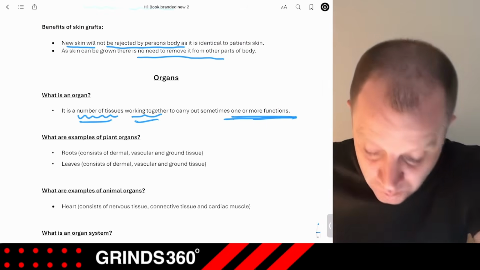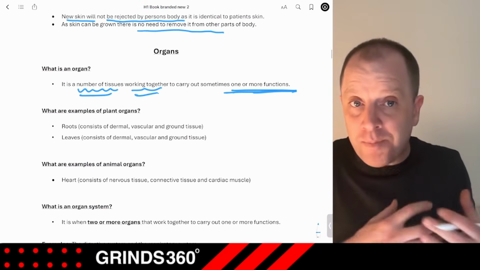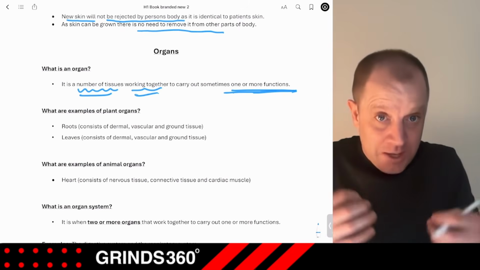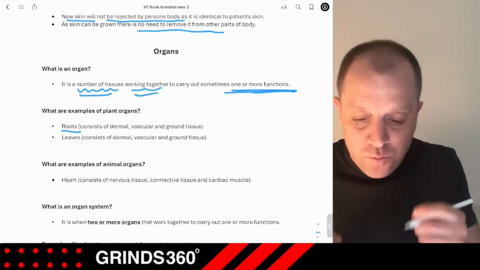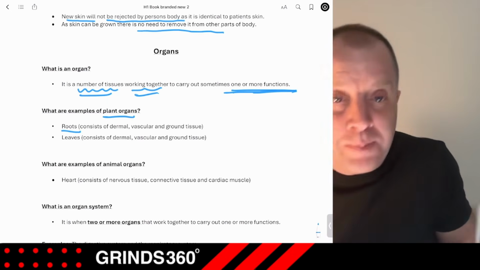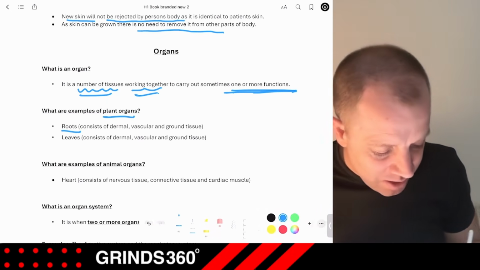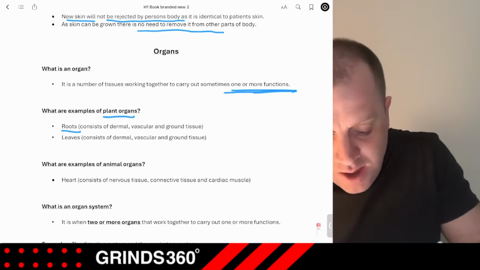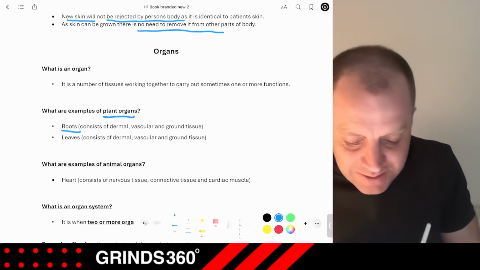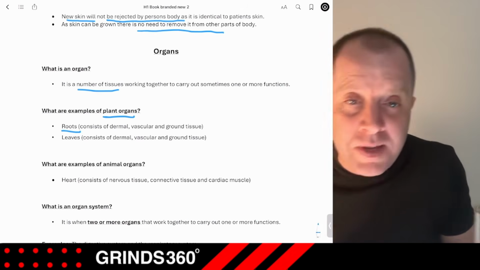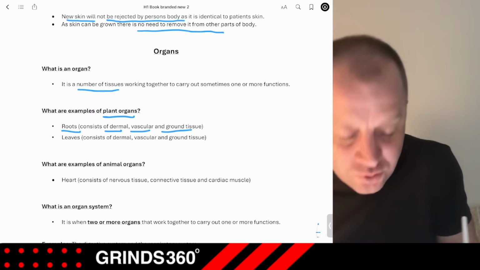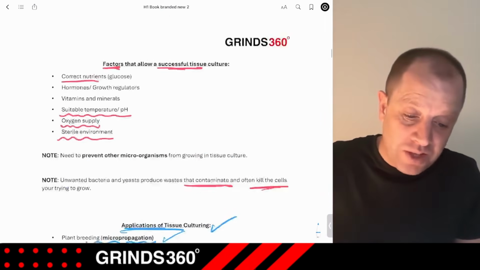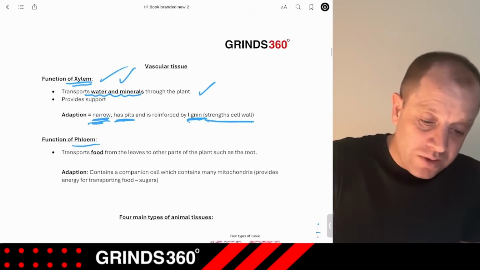One or more functions. A lot of people don't realize that plants have organs. So the root is an organ. If the root is a plant organ, that means the root is made up of a number of tissues. Yes, it is. The root is made up of dermal tissue, vascular tissue, and ground tissue. I showed you this. We studied this in the plant chapter in more detail, but I mentioned it briefly.